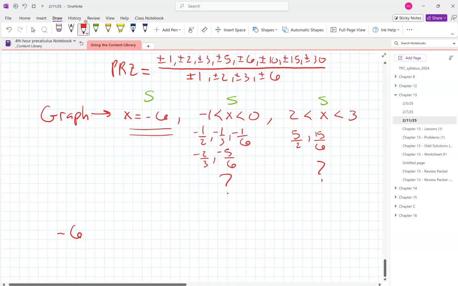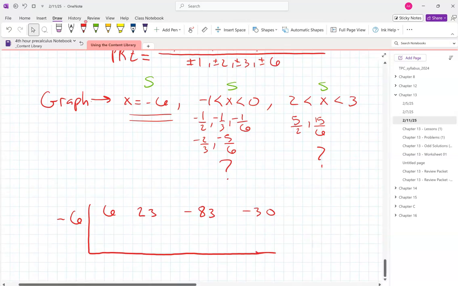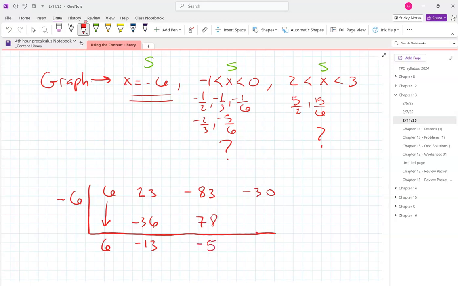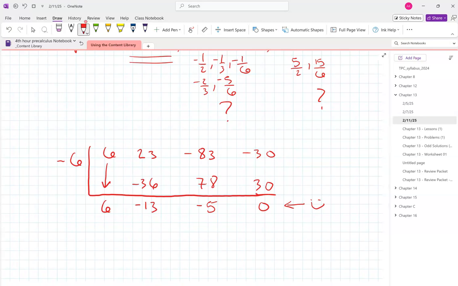Now that I have this, I'm going to go ahead and choose that -6 and start my synthetic division. Does everybody feel good so far?